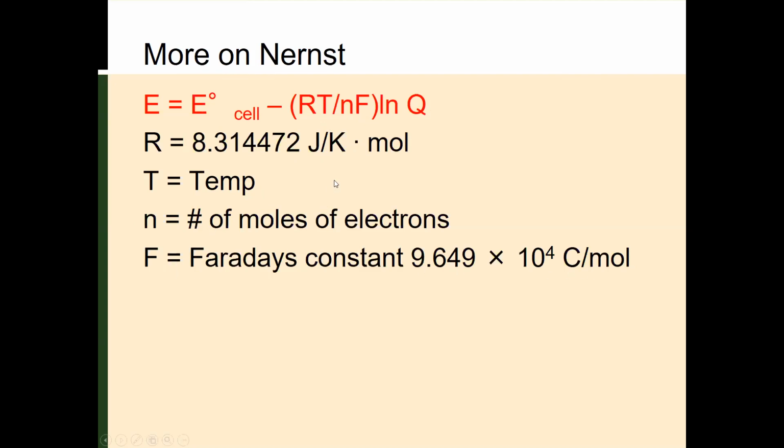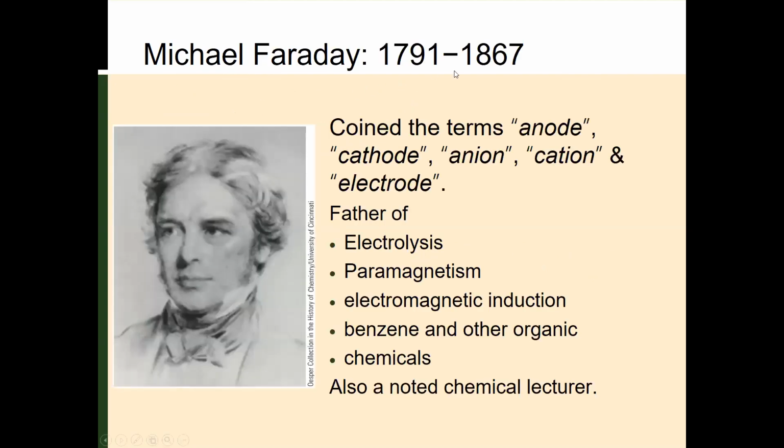Now, you're probably wondering, Faraday, who is that guy? Well, this is Michael Faraday. He coined the terms cathode and anode, anion, cation, and electrode. He's known as the father of electrolysis. He also studied paramagnetism, electromagnetic induction, and he's one of the first to study benzene and other organic chemicals. Very important chemist in history. And in case you're wondering, no, he didn't win the Nobel Prize because he lived before the Nobel Prize was instituted. Actually, I believe he lived before Alfred Nobel.